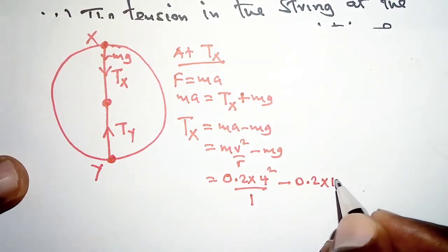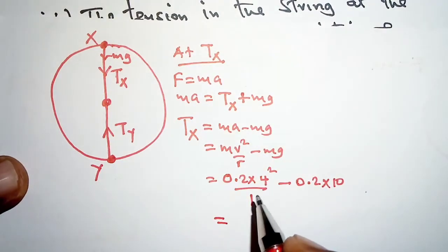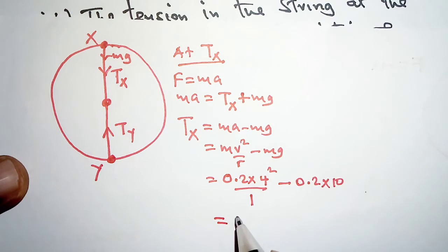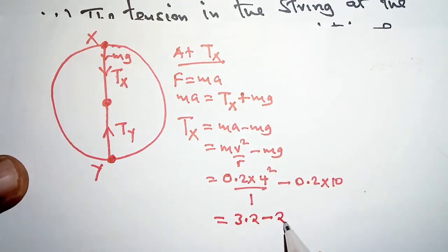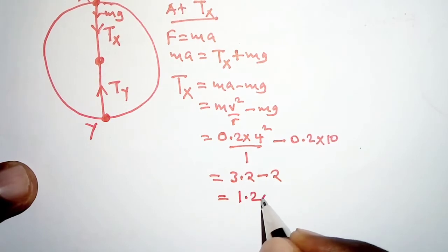the gravitational constant, which is 10, and this should give us 16 times 0.2, that is 3.2, and then we'll have to subtract 0.2 by 10, that is 2, and that gives us 1.2 newtons.